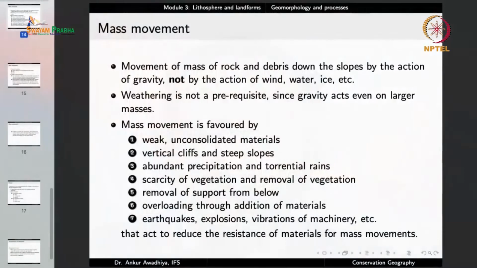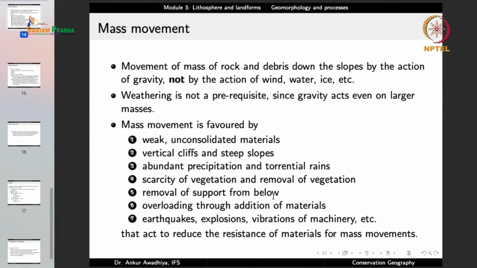Now remember that in this case we are not talking about movement through water. We are not talking about the action of say a stream to carry the material. But water plays a role in supplementing this process of mass movement by creating a slush. So abundant precipitation and torrential rains also help.